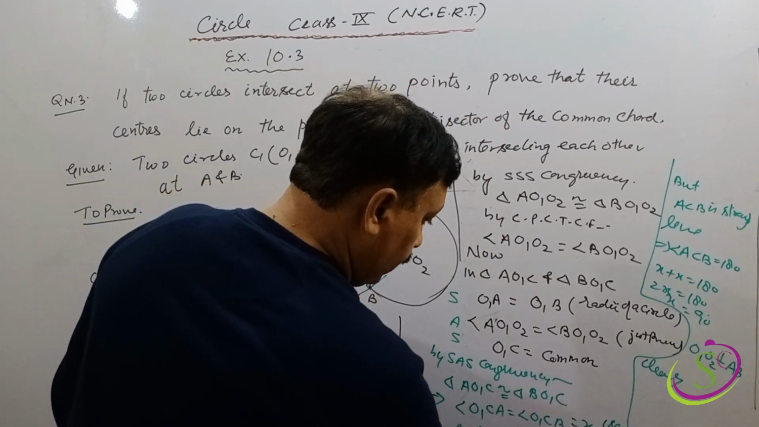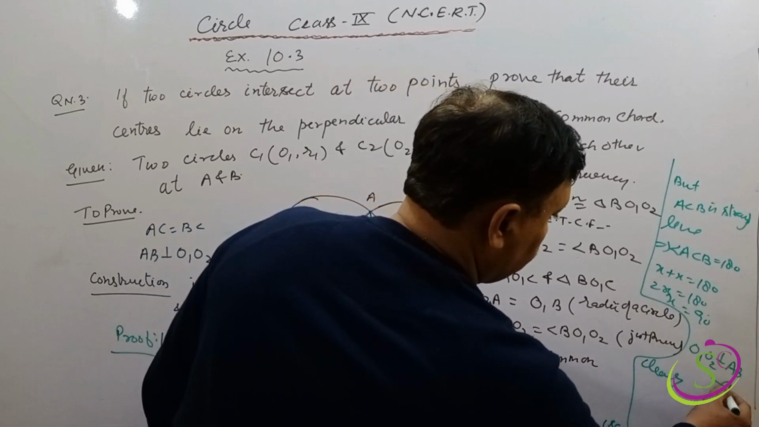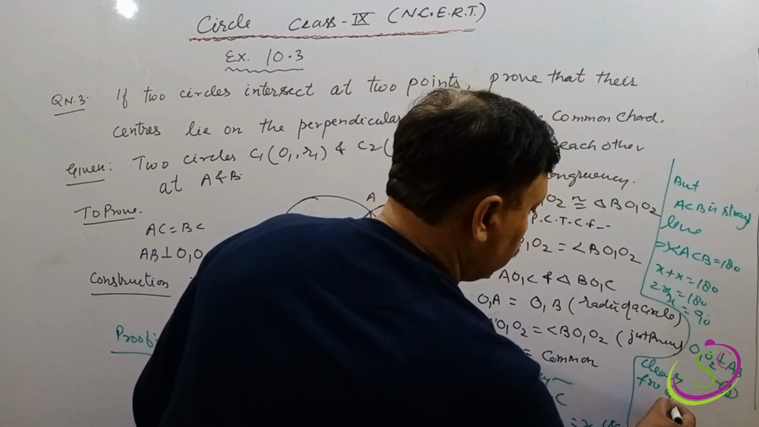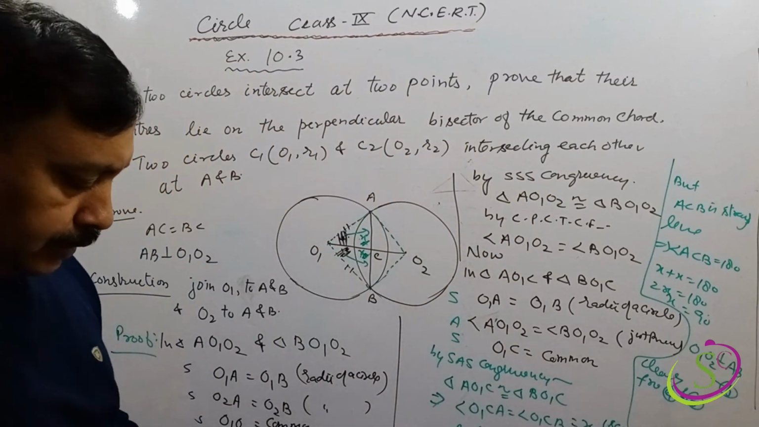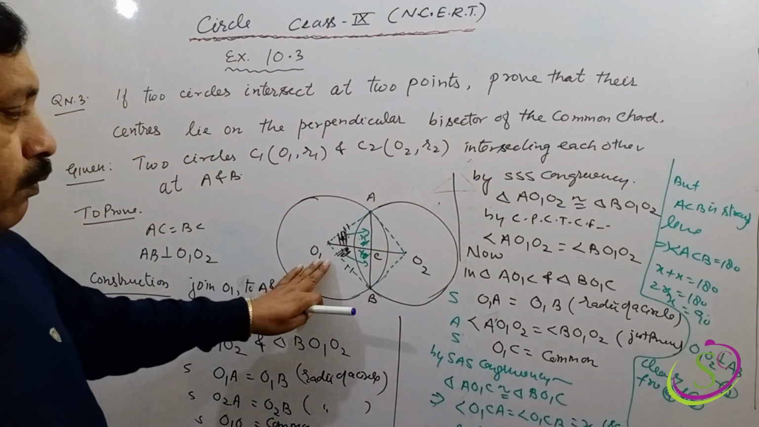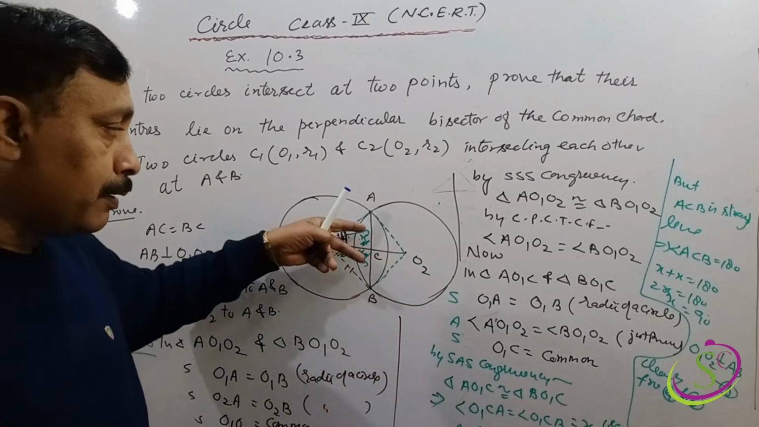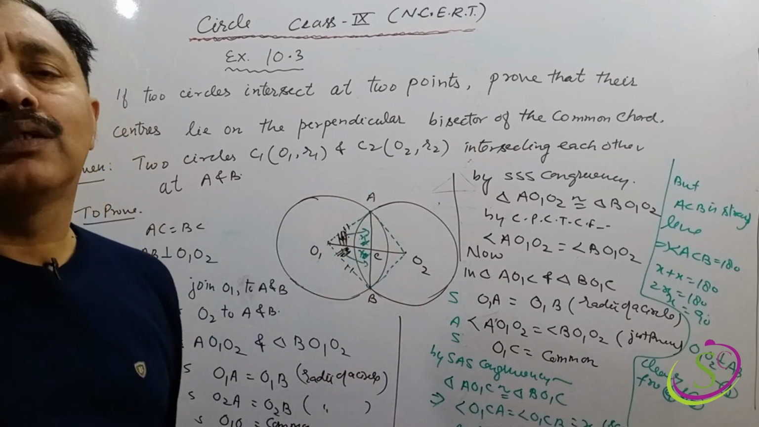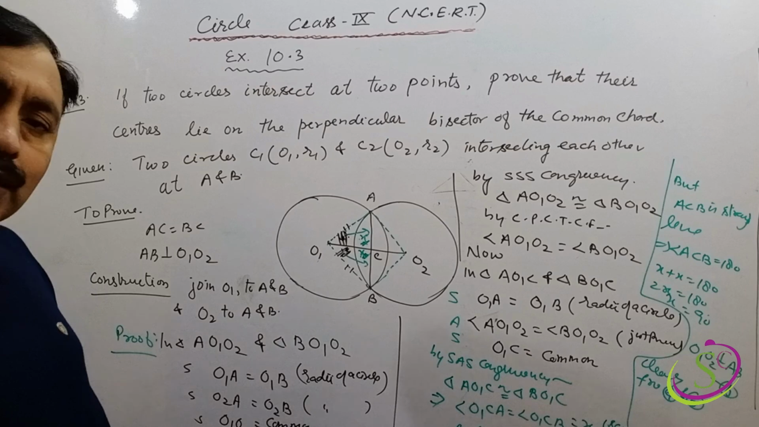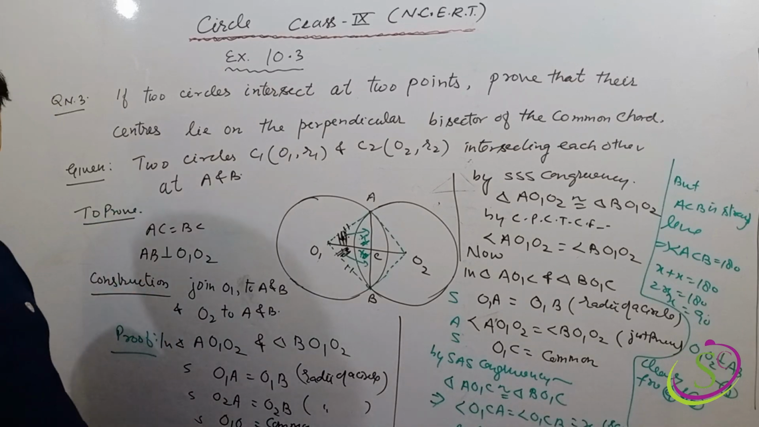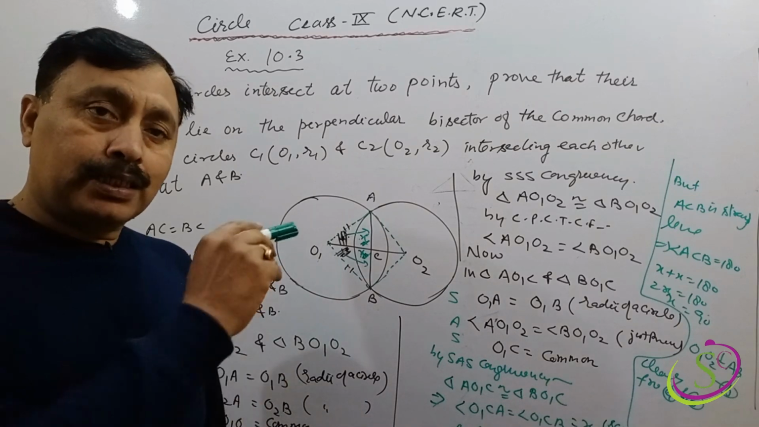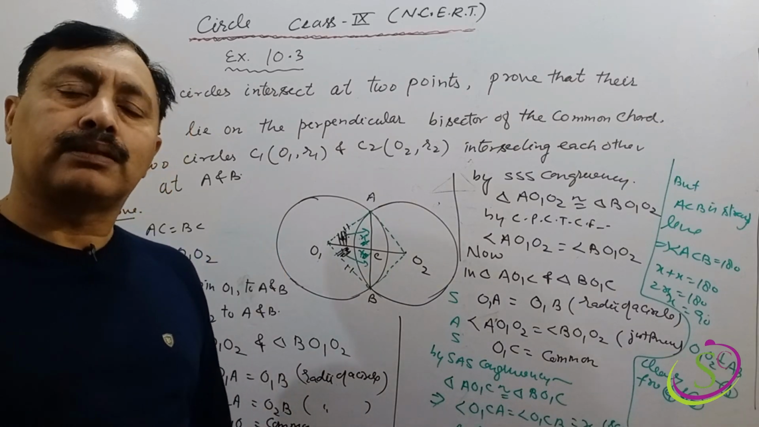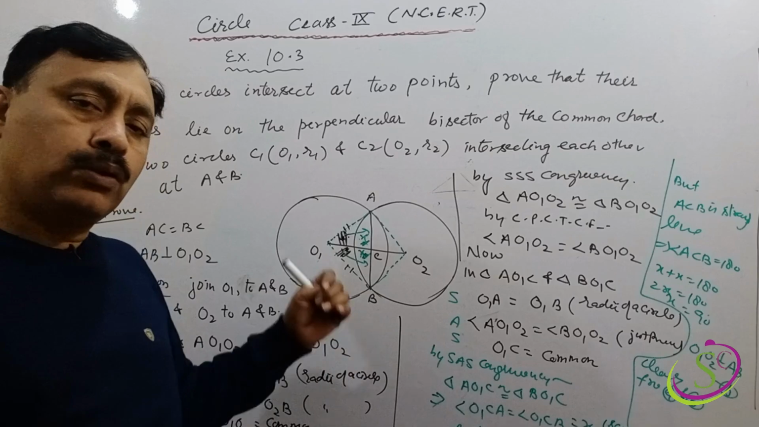From these statements we can say that line segment O1 O2 is the perpendicular bisector of the common chord AB. Is it clear? So do it minimum two times. You have to revise this to gain mastery on this question. Okay, so do it.